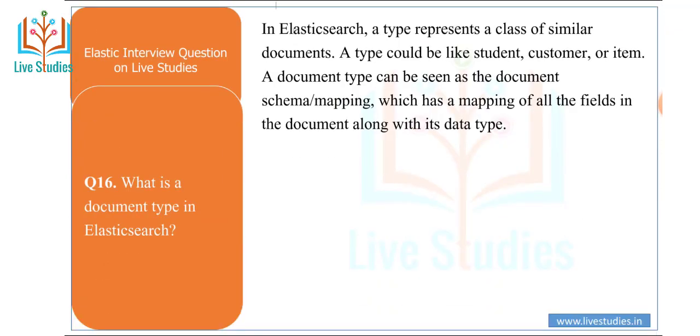What is a document type in Elasticsearch? In Elasticsearch, a type represents a class of similar documents. A type could be like student, customer, or item. A document type can be seen as the document schema mapping, which has a mapping of all the fields in a document along with its data types.